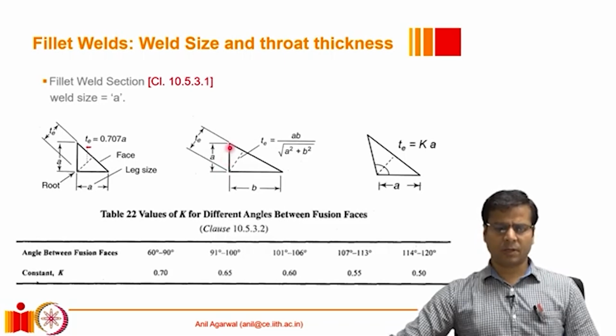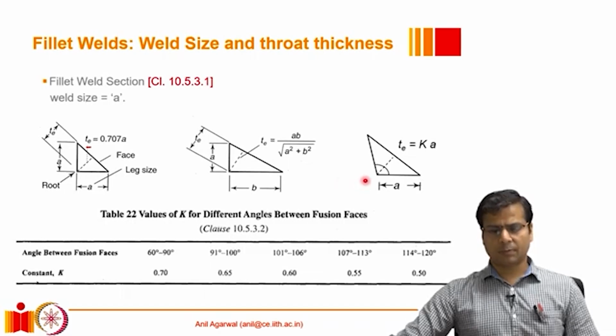However, sometimes we may be required to provide fillet welds of unequal sides. So for example, in this case, the horizontal dimension of the fillet is greater than the vertical dimension of the fillet, and in such a case the throat thickness can be calculated with this expression. It can be derived very easily using geometry.